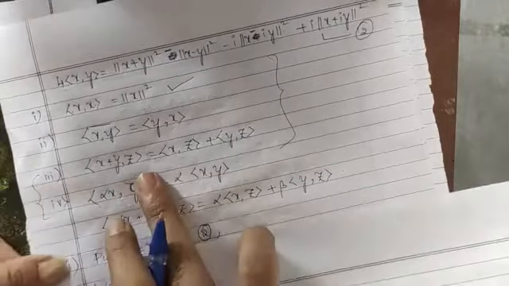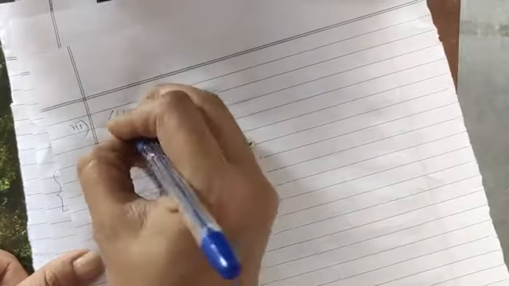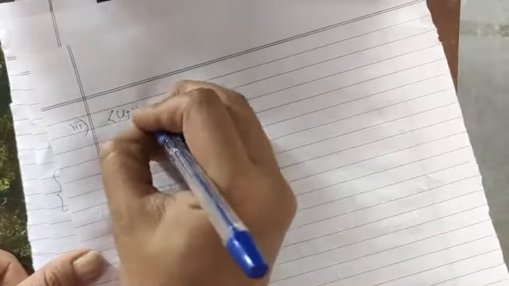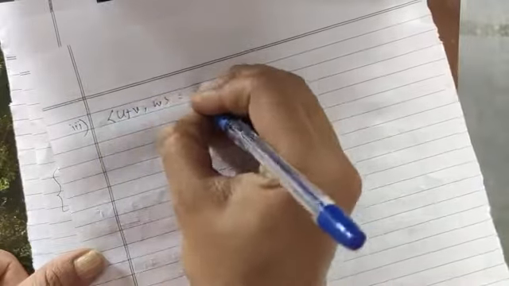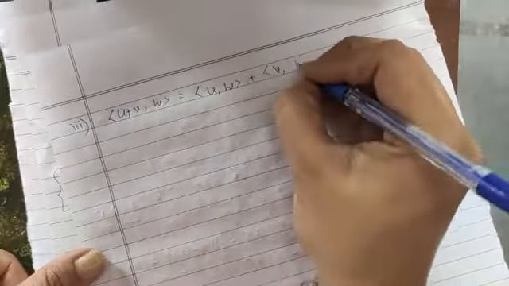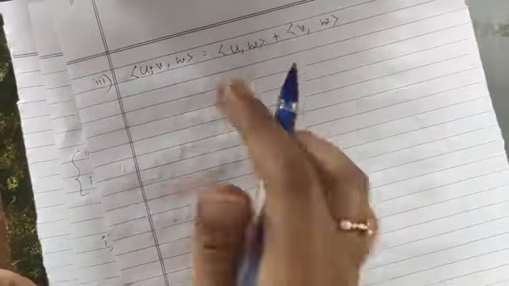Now let's prove property 3. To prove property 3, instead of x, y, z, I will consider u, v, w. So what I have to prove: inner product of u plus v comma w is equal to inner product of u comma w plus inner product of v comma w. This is what I have to prove, right?